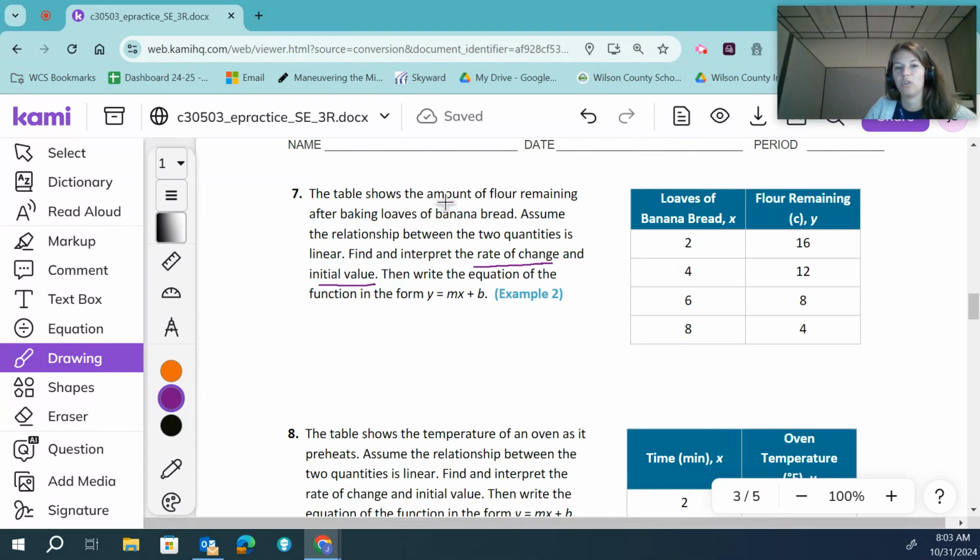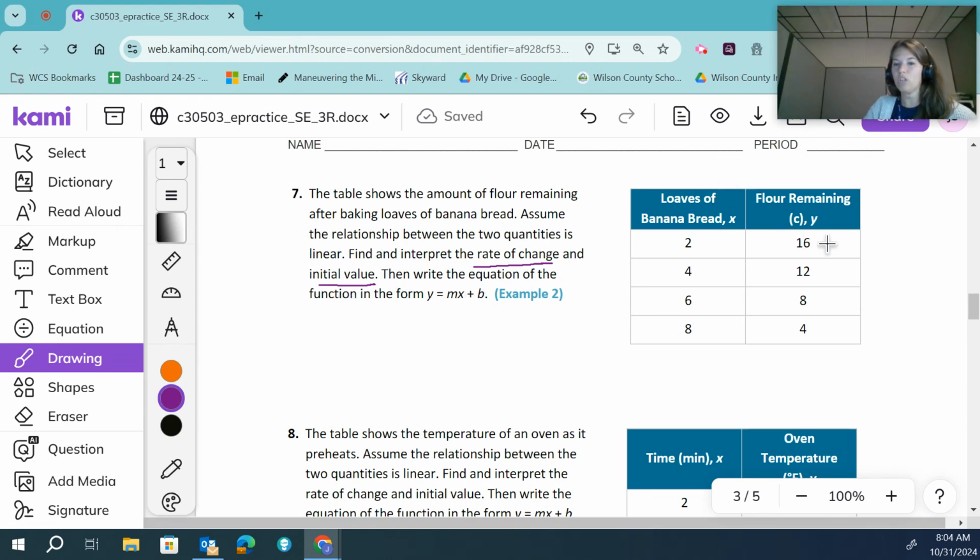So this one says the table shows the amount of flour remaining after baking loaves of banana bread. Assume the relationship between the two quantities is linear. Find and interpret the rate of change and initial value. Then write the equation of the function.